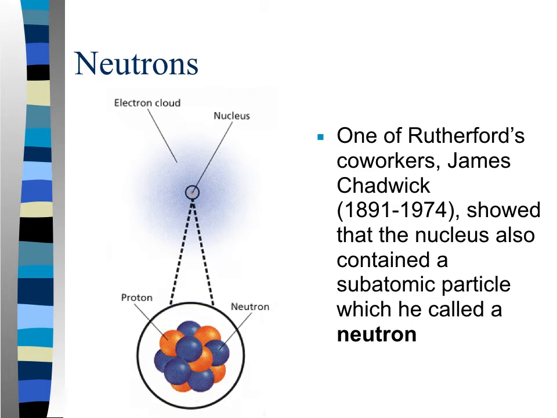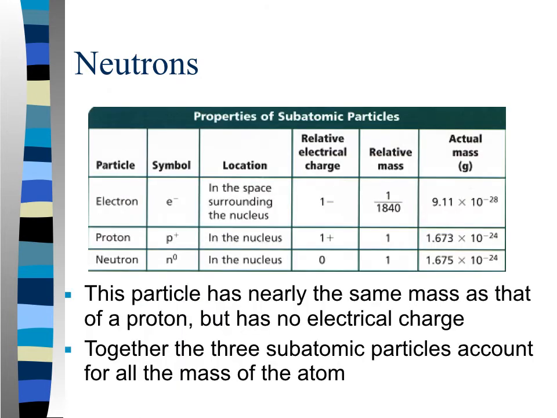So Rutherford came up with the protons and the fact that there was a nucleus there. Then his colleague found the neutrons, which are the neutral particles, they don't have a charge. This particle has nearly the same mass as that of a proton, but has no electrical charge. And together the 3 subatomic particles account for all the mass of the atom.